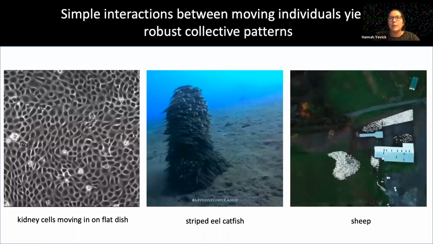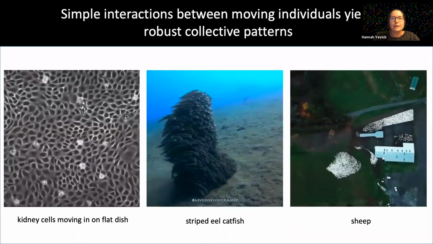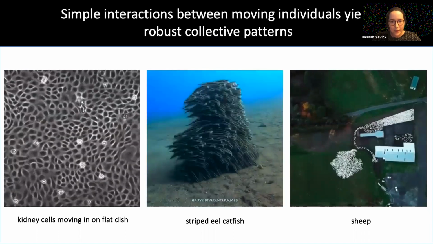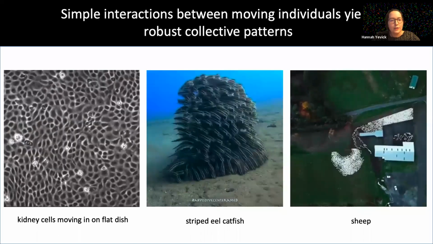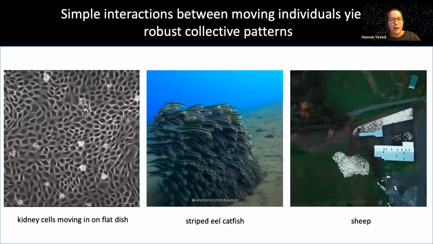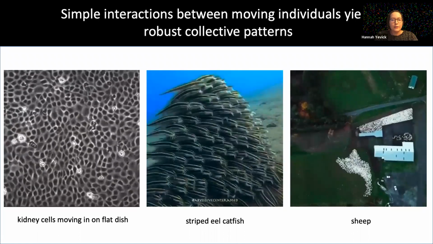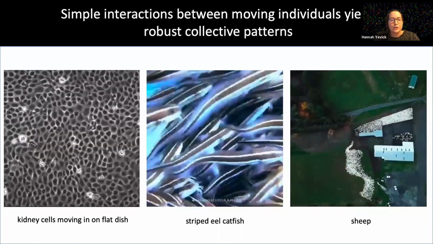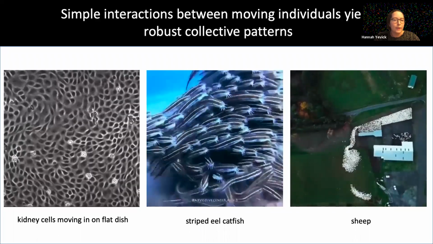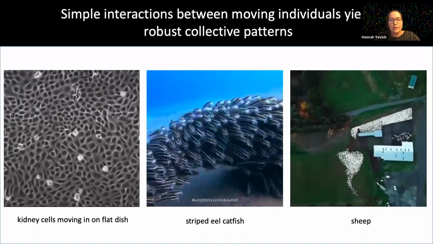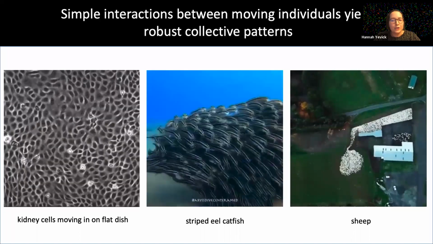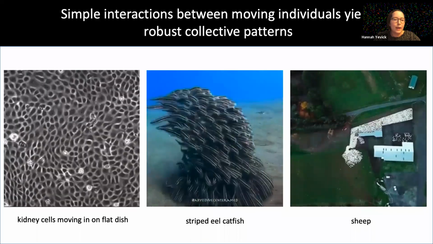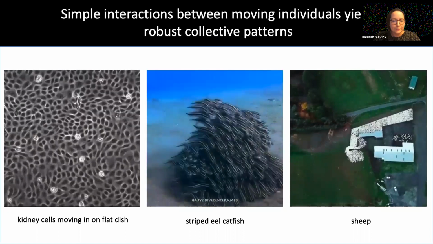An example of this is seen here on the left with kidney cells, which are seated on a flat dish under a microscope. For the interest of this talk, what I want to highlight is that in all of these systems, you don't actually need a specific leader to tell the others what to do and what pattern to form and how to do it. Rather, simply through the interactions of individuals, the entire system can establish these highly robust global patterns.